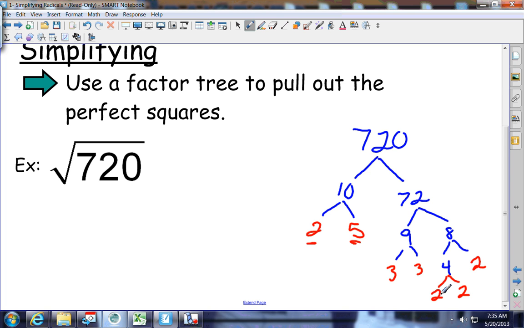Okay, now, to write this out to make it a little bit easier, instead of writing 720, I'm going to write 2 times 5. Okay, so I did those. 3 and 3.